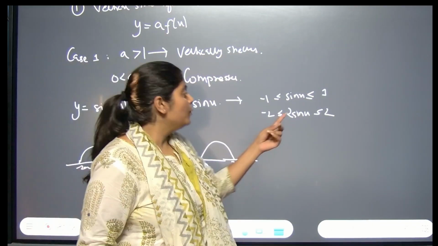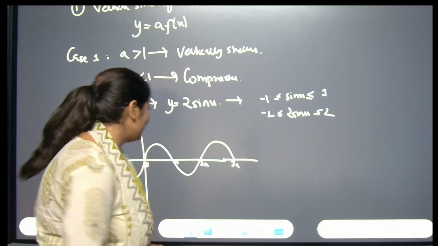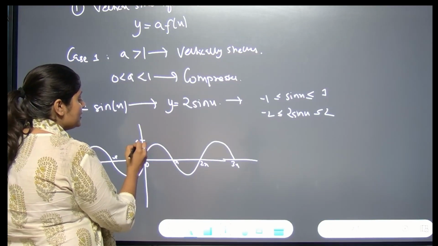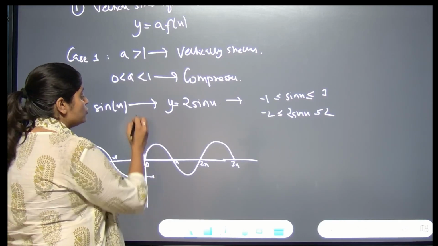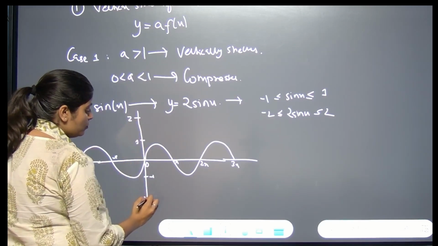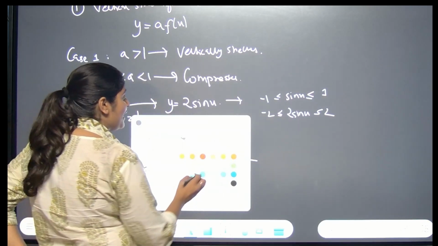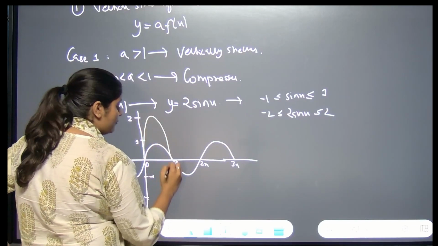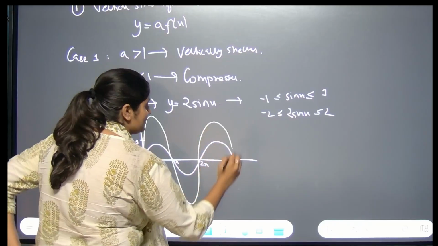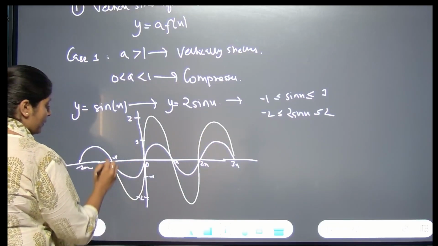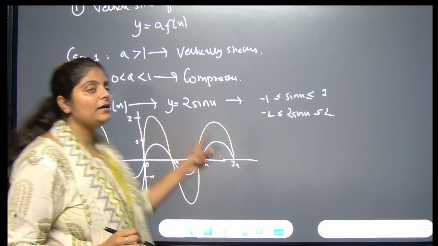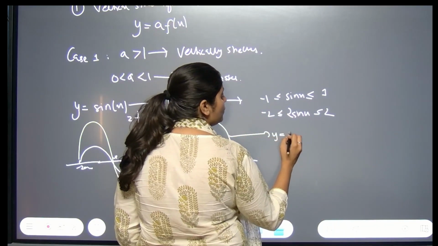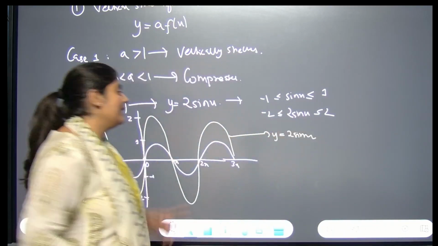What happens when we make the graph of 2 sin x? The original graph vertically stretches. This is the range 1 to minus 1, so we will make the range 2 to minus 2. The transformed graph will vertically stretch and the graph would look like this. This is the graph of y equals 2 sin x.